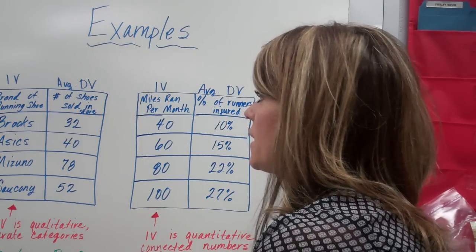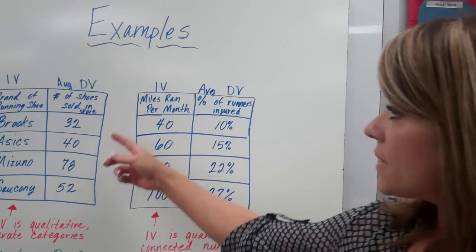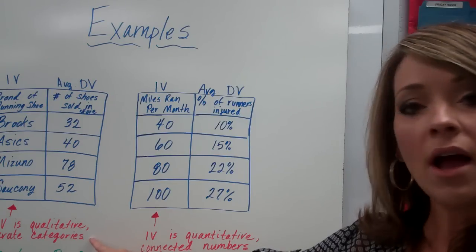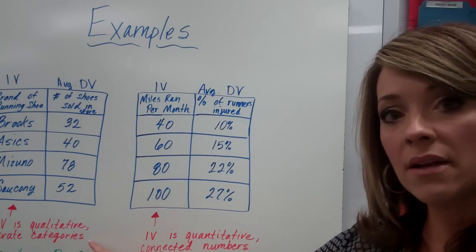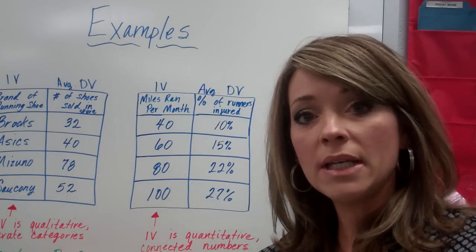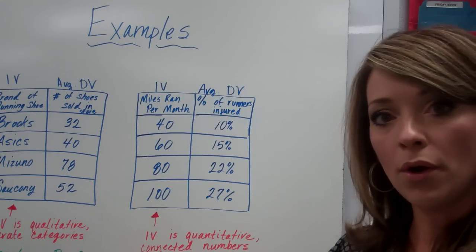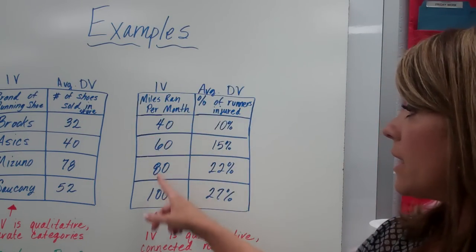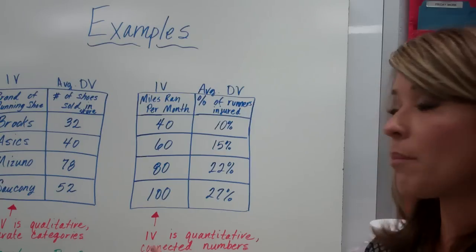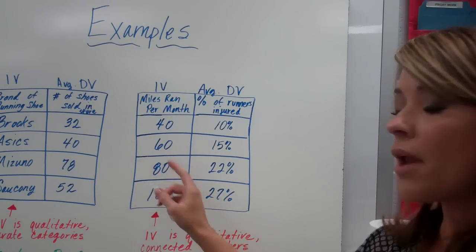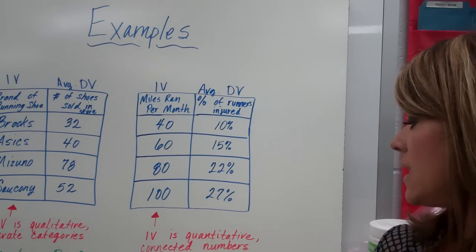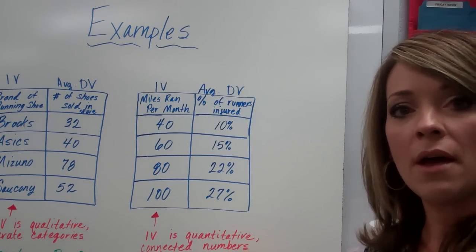So here's a couple of examples. The first example here, you're looking at the brand of running shoe. Again, you're going to look at your IV. If your IV is qualitative, if it's separate categories, then that means it's discrete data and it should be graphed as a bar graph. If your independent variable is quantitative, if it's connected numbers, if I could have picked a number, a data point to measure in between, then you're going to have continuous data and you're going to show that with a line graph.